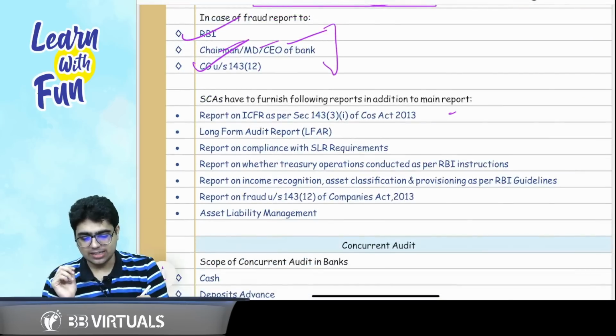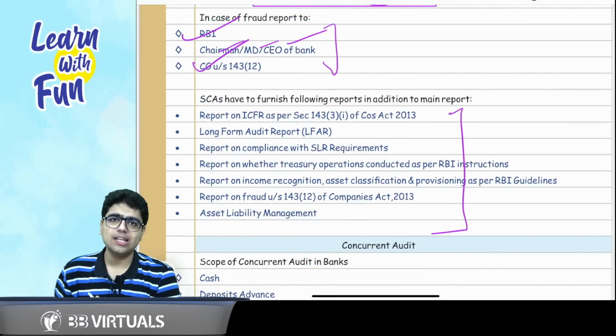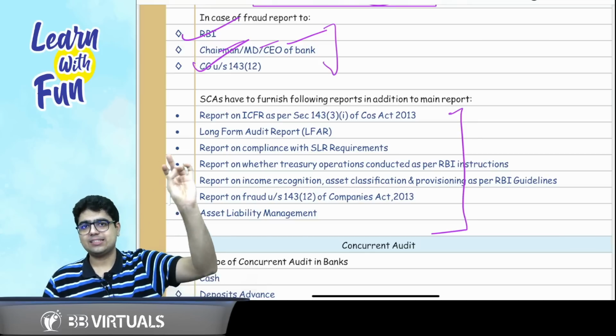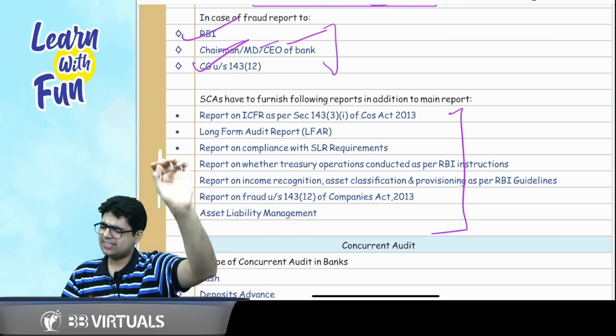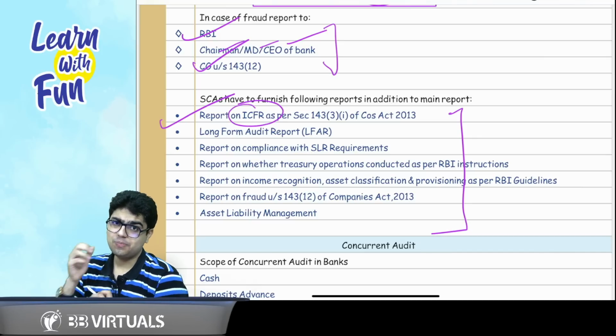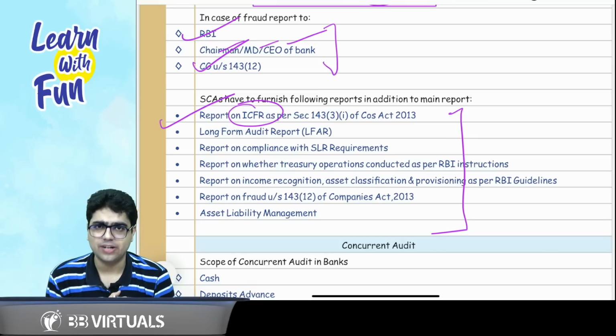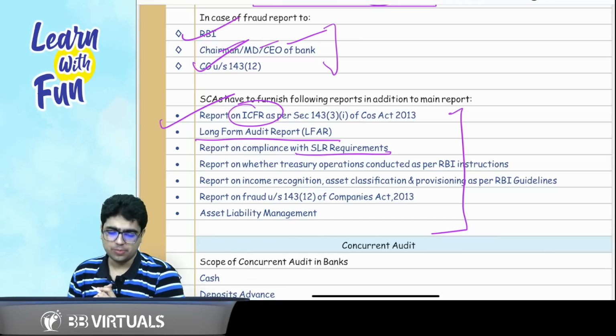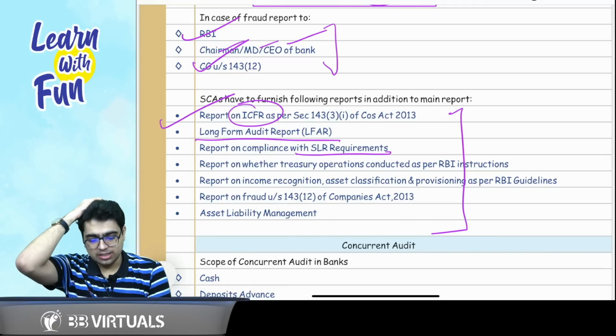Sir, what are the other types of reports which are to be submitted along with the audit report? LFAR, SLR and ICFR. Report on ICFR as per 143(3)(i) of the Companies Act 2013, that is, the Internal Controls Over Financial Reporting. SLR means Statutory Liquidity Ratio and LFAR means Long Form Audit Report. Then sir, what are the other reports?